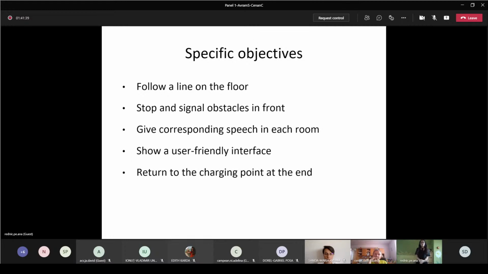For the proposed solution, specific objectives have been set. The museum will have a line that goes from one end of the exhibition to the other, and the robot should follow it. Because visitors move around, the robot may encounter obstacles. In such cases, it should stop and signal visitors to clear its path. The robot will have a relevant speech for each room, showing its translation on a display. At the end of each tour, it should return by itself to the charging station, although the battery could last for a whole museum day.